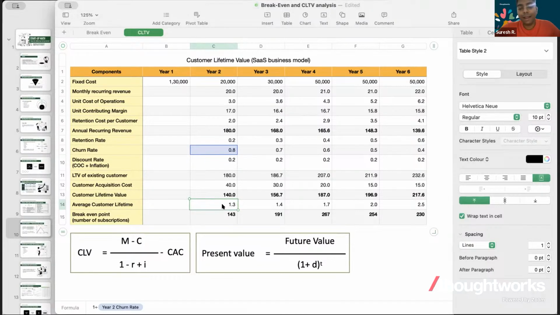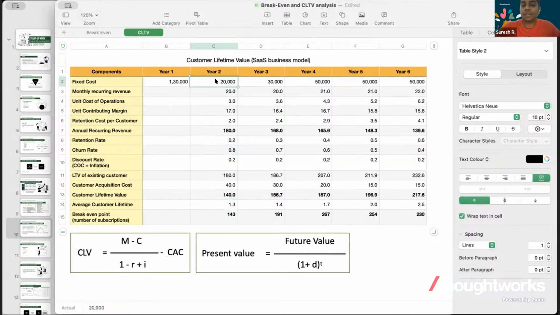Now, if I know how much it takes for me to acquire a customer and what revenue I'm going to get from a customer, we go to how many subscriptions I have to make to meet my break even. Because in this entire formula, we have only taken the variable costs, meaning the cost of operations, the cost of acquiring customers, and the cost of retaining customers. These are all variable costs.